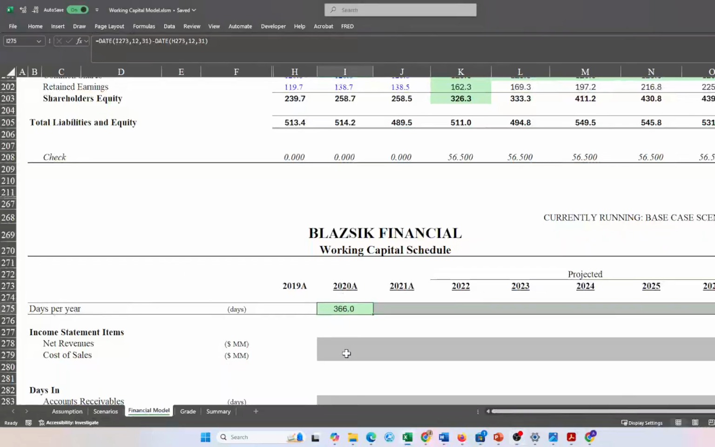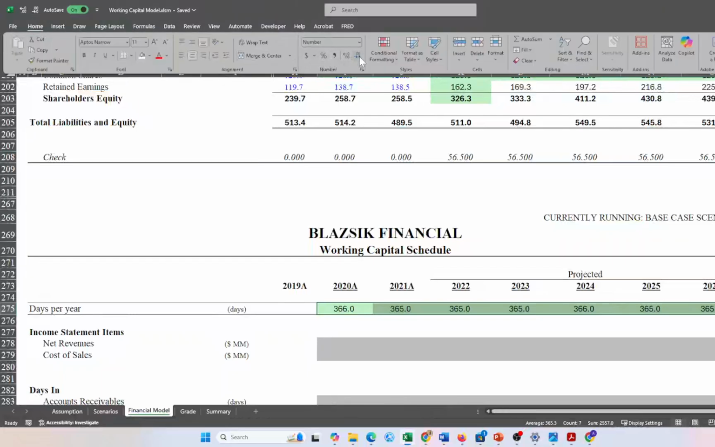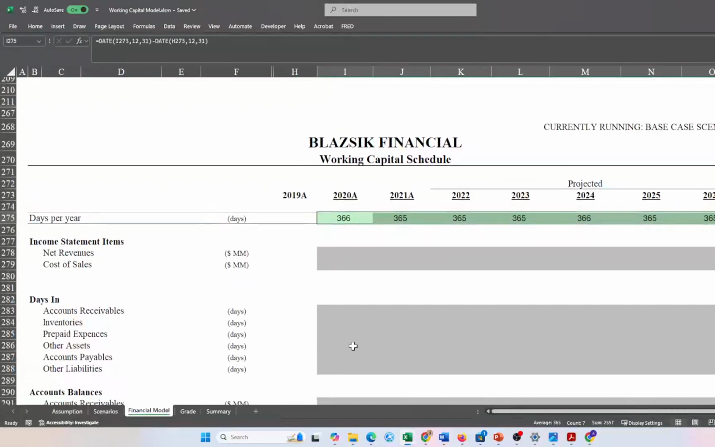Okay, we did that correct. So now what I'm going to do is highlight it over, Control R. One thing I don't like, it is a decimal. I don't want that. Okay, so we did days per year. So we got that taken care of. Some are 365, some are 366.